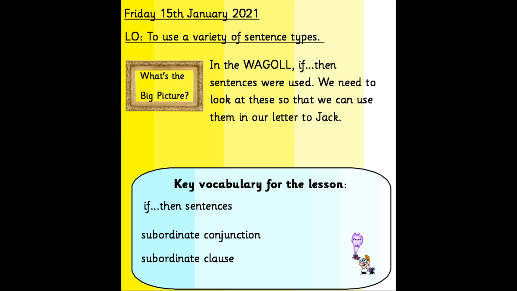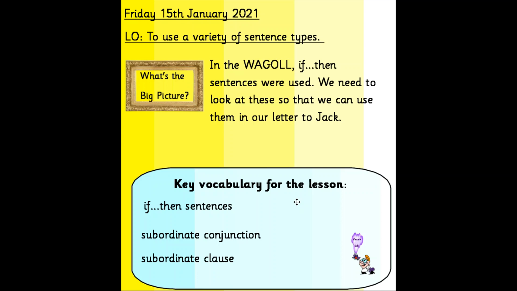Our learning objective today for our writing video is to use a variety of different sentence types. You may remember in the waggle that Miss Bridgewater shared with us earlier on in the week, if-then sentences were used. This is something we haven't come across before, but we're going to take a look at if-then sentences today and have a go at writing some ourselves. We need to be able to use them in our letter back to Jack to give him as much information as possible about different places to build along the river.